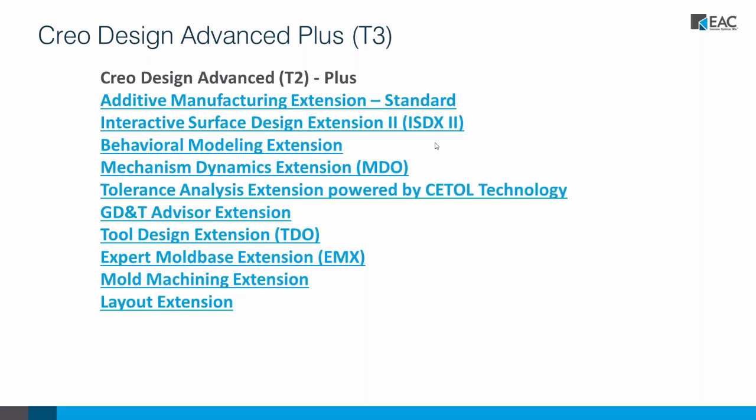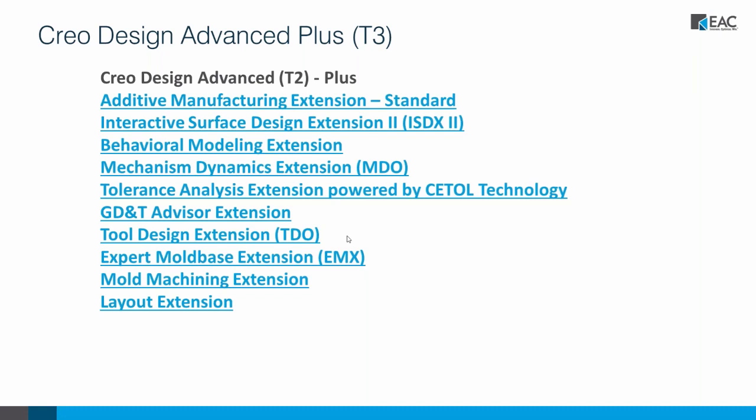We have ISDX, Interactive Surface Design Extension, behavioral modeling added to this, and mechanism dynamics. So again, we can take into account friction and gravity and inertia, springs and things like that. The tolerance analysis extension, which is the 1D tolerance stackup, is by Sigmetrix software. So that's built in. Also the GD&T Advisor is from Sigmetrix. While you're in the GD&T Advisor, it will recommend what type of GD&T to use depending on the geometry that you pick, and make sure that it is created correctly.